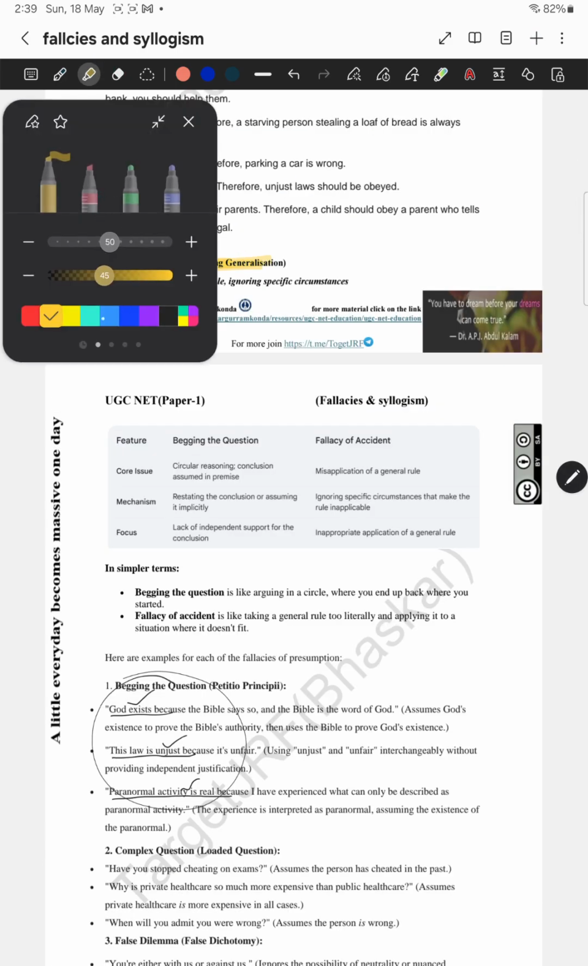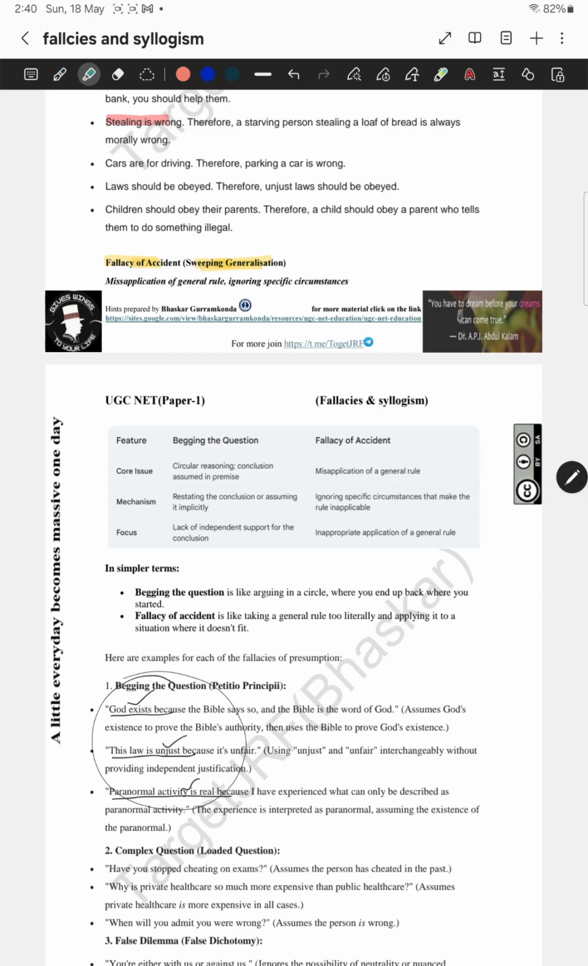See, as I said, begging the question is arguing in a circular manner. What you wanted to prove, you assume prior itself, then you form the conclusions for it. Here there will be a general rule, and based upon the general rule, you apply it to a situation where it doesn't fit.